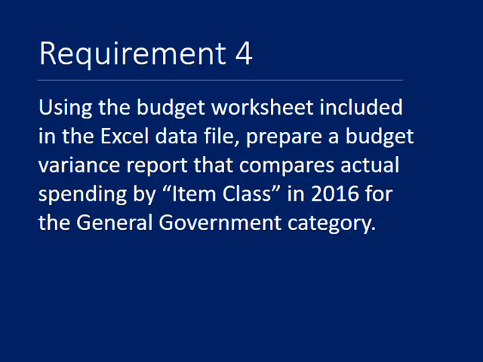Requirement 4 reads, using the budget worksheet included in the Excel data file, prepare a budget variance report that compares actual spending by item class in 2016 for the general government category. Use cell references for the actual spending totals. Use conditional formatting. Use the shapes 3 sign style to denote the direction of the percentage variances.